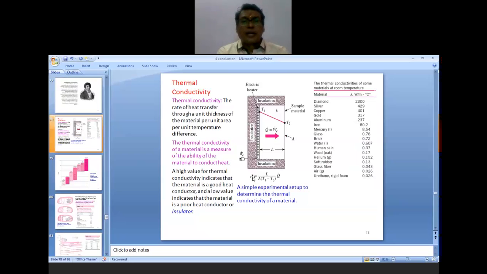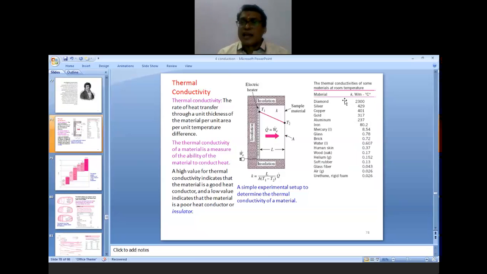Thermal conductivity of a material is the measure of the ability of a material to conduct the heat. A higher value of thermal conductivity indicates that the material is a good heat conductor, and a low value of K indicates that the material is a poor heat conductor or an insulator, where they provide less thermal conductivity.